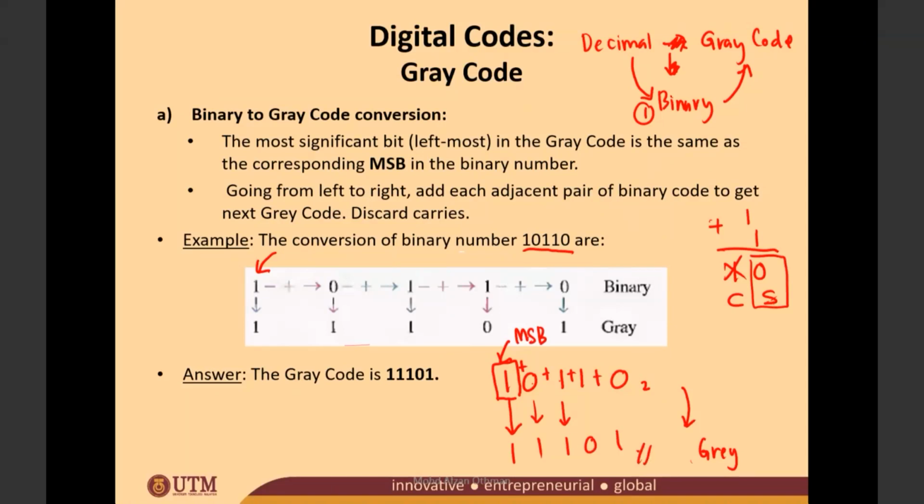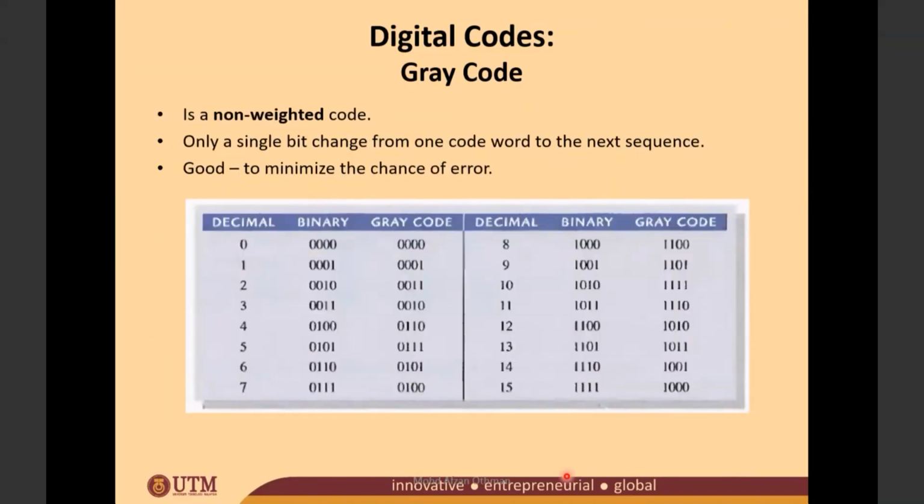So this is your gray code. Okay, to represent number yang ni 10110, so the gray code is 1101. Okay, so let's check betul ke tak. Okay, sekarang ni kita nak ambil nombor 7. Nombor 7 kamu tukar kepada binary. So this is the binary number untuk nombor 7, 0111.